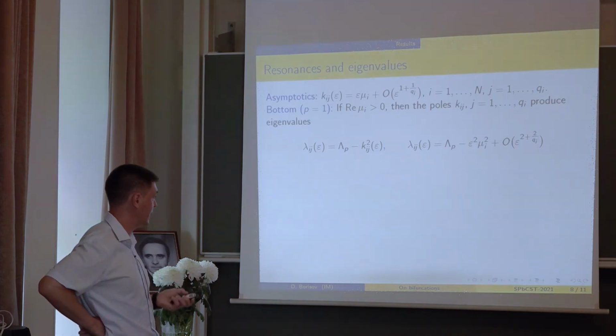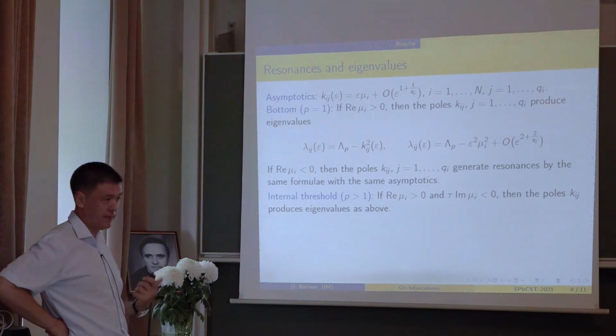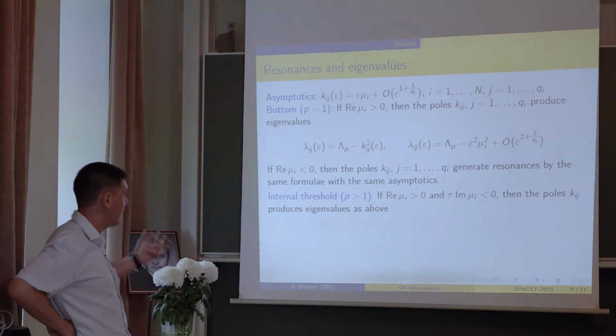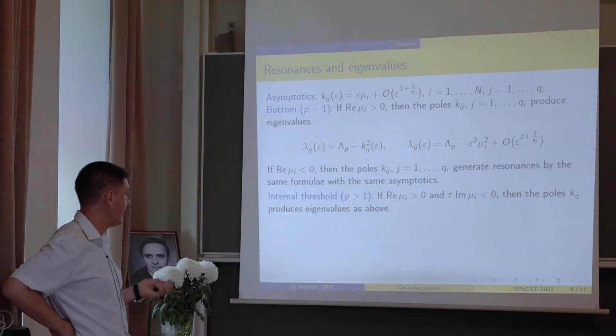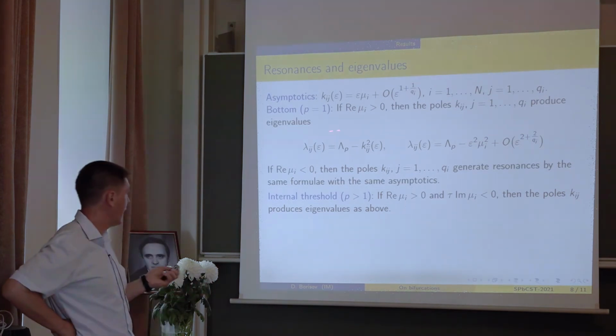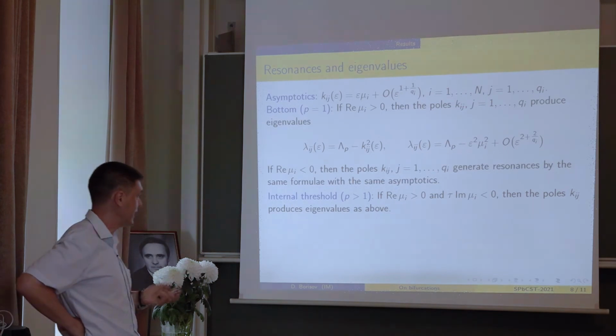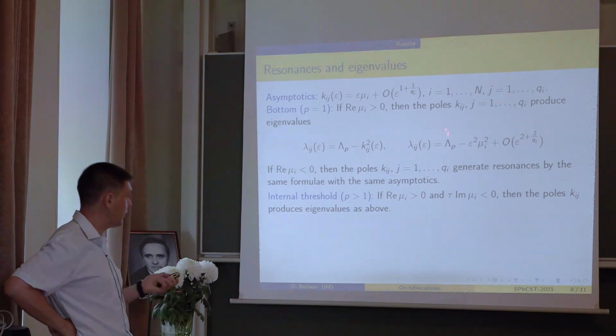They look like this. If the real part of this mu I is less than 0, if for a fixed I it's negative, then this pole generates a resonance, and the formula is the same for this resonance, with the same expansion. For other thresholds, the answer is as follows.